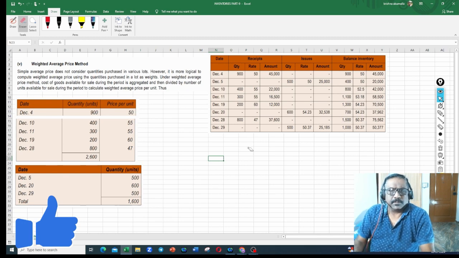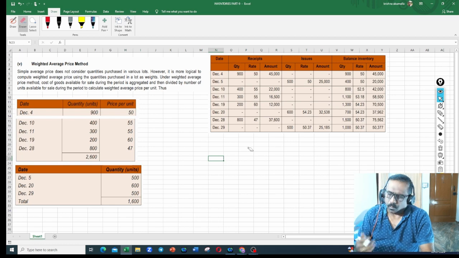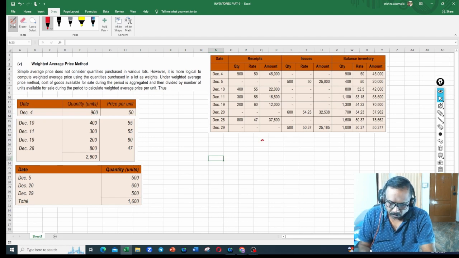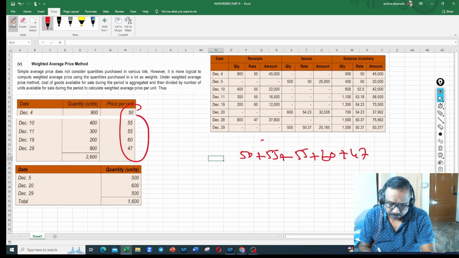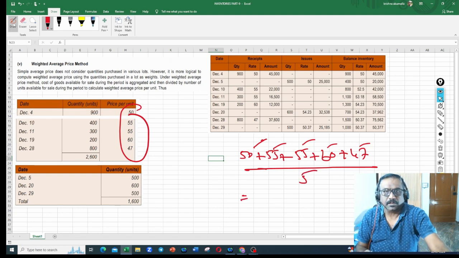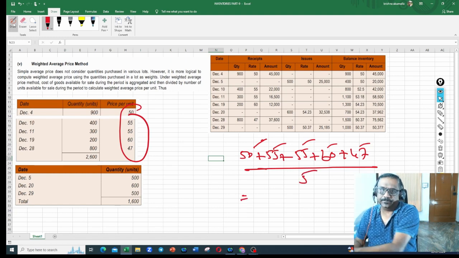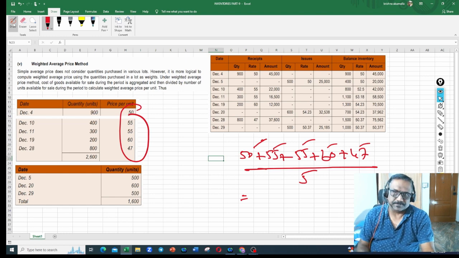We already discussed the simple average price method, right? What was that? We simply take the number of prices. For example, in our previous video, we took 50 plus 55 plus 55 plus 60 plus 47. So these are the prices we have taken into account. Divided by, since we have taken 1, 2, 3, 4, 5 prices, we divided by 5 and we got the average price. That is called a simple average price.